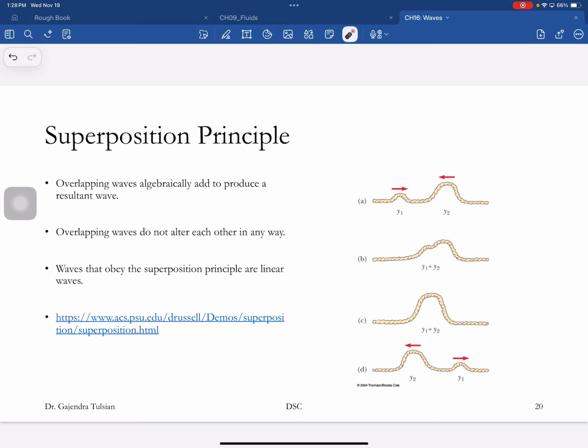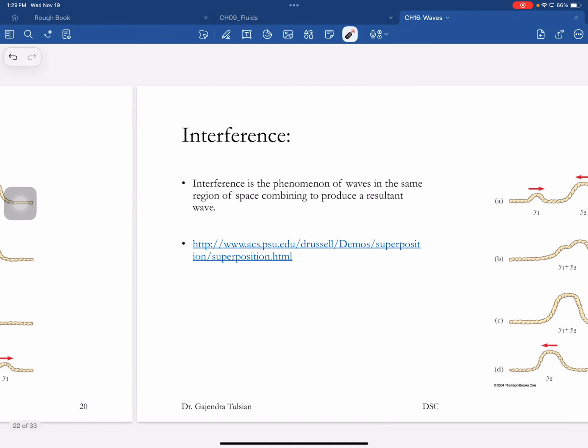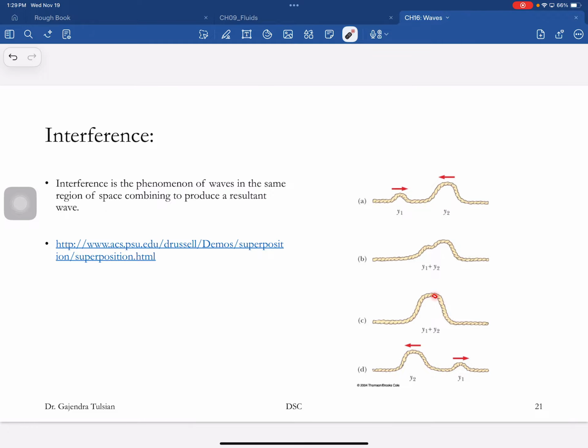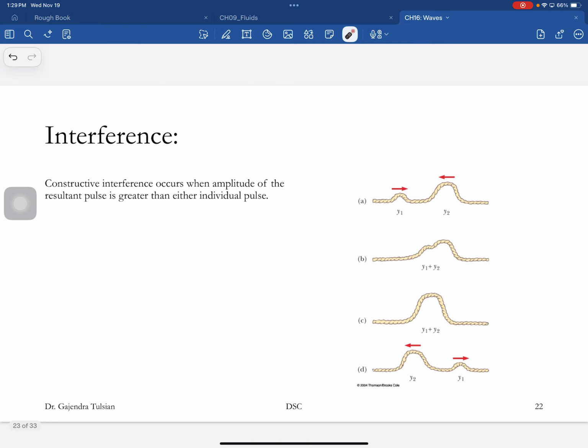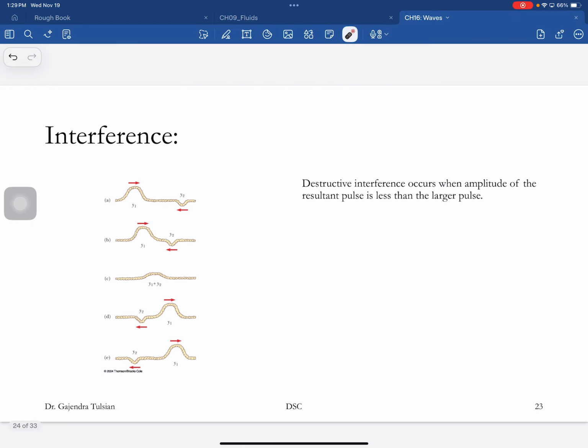All right. When this resultant wave, when they're at the same location, is bigger than either one of them, that's a constructive interference. We'll come back to this. When two waves of opposite sign combine, you see the resultant wave is smaller than the biggest one. That's a destructive interference. And if these amplitudes were exactly equal to each other, they would completely cancel each other.